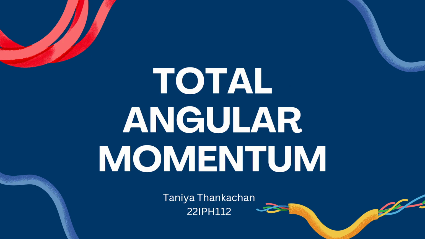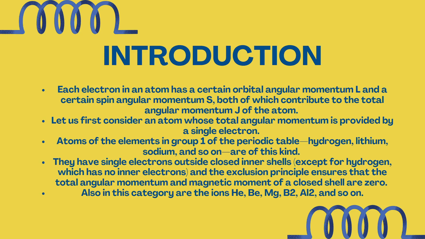Today I am going to talk about total angular momentum in many atoms. Each electron in an atom has a certain orbital angular momentum L and a certain spin angular momentum S, both of which contribute to the total angular momentum J of the atom. Let us first consider an atom whose angular momentum is provided by a single electron.